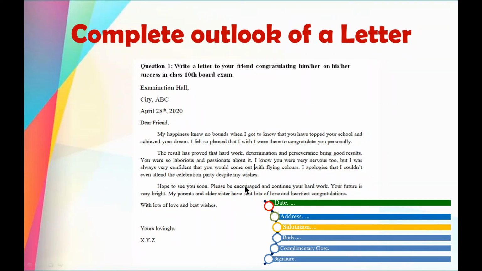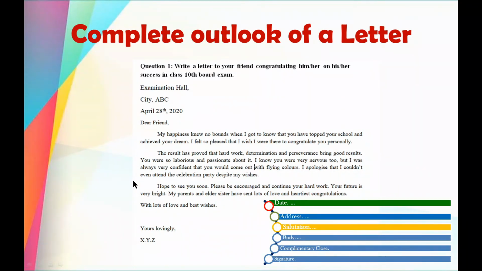Hope to see you soon. Please be encouraged and continue your hard work. Your future is very bright. My parents and elder sister have sent lots of love and heartiest congratulations. So these two paragraphs are body paragraphs. In these two paragraphs he sent all the expression he could send.